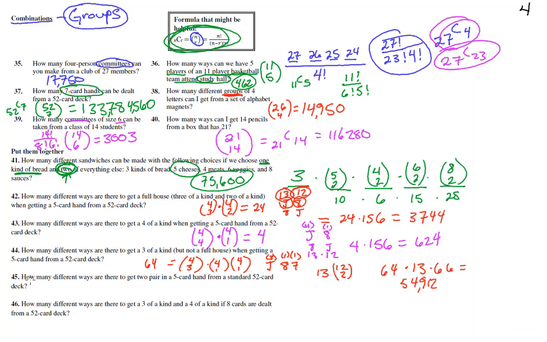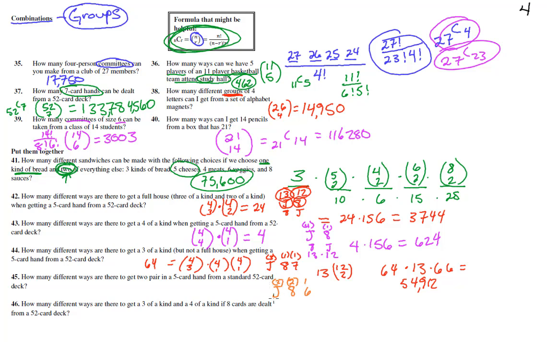Number 45. How many different ways are there to get 2 pair in a 5-card hand? All right, so let's look at it. 2 pair, that means you could get a pair of jacks and a pair of 8s, and then 1 odd duck card over here that could be like a 6 or something like that, and that would get a 5-card hand. Well, notice this. How many different ways can you establish which cards you get to pick?